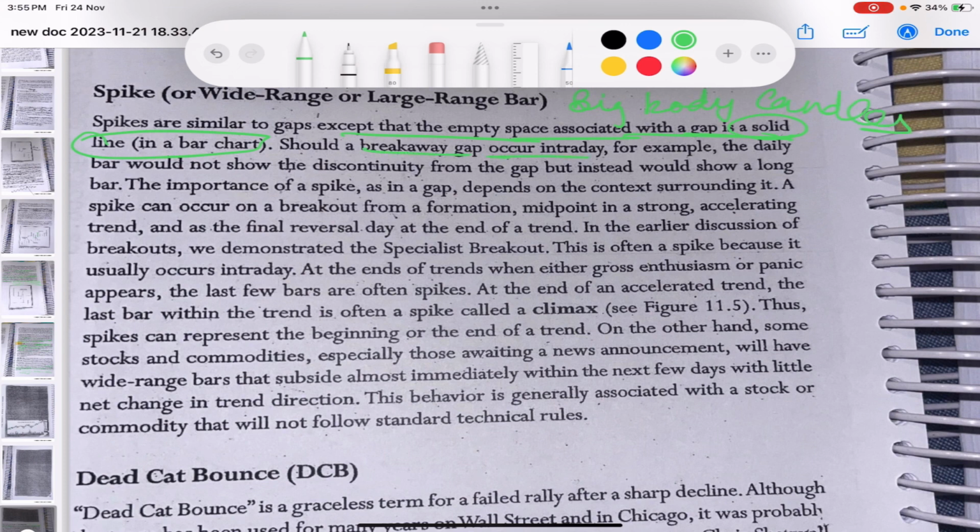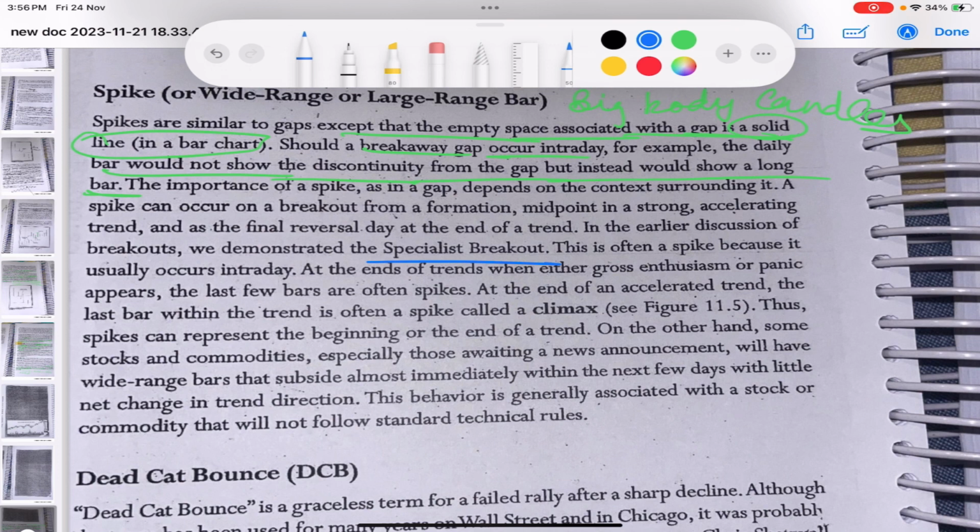Should a breakaway gap occur intraday, the daily bar should not show discontinuity from the gap, but instead should show a long bar. Which means that they are saying it should be full green. That's what I just explained, right? Now, you need to know about one thing. We also discussed what a specialist breakout is. We've just discussed that, and this is often a spike because it usually occurs intraday.